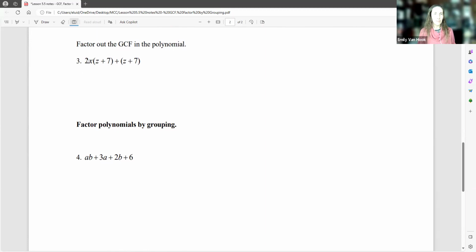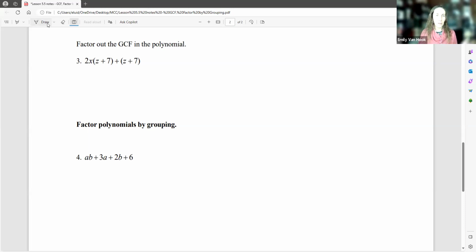This is number 3. It says factor out the GCF in the polynomial, but you'll notice it looks a little bit different. There's some parentheses. You might instinctively think, oh, I need to distribute to get rid of the parentheses, but actually no. Weirdly, we will not be distributing here. Keep the parentheses as they are.